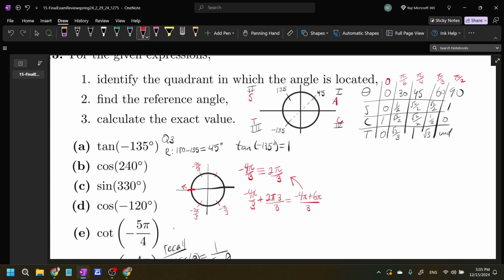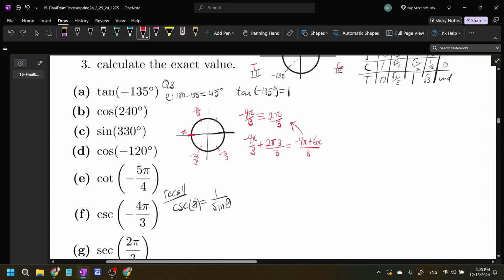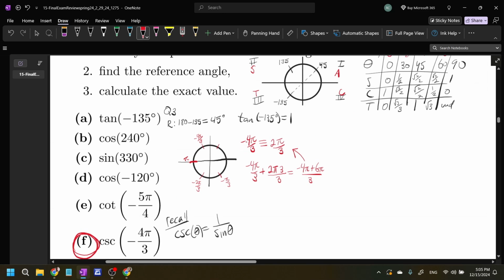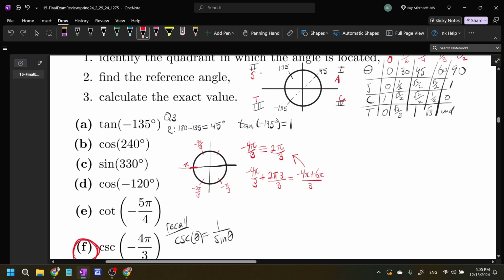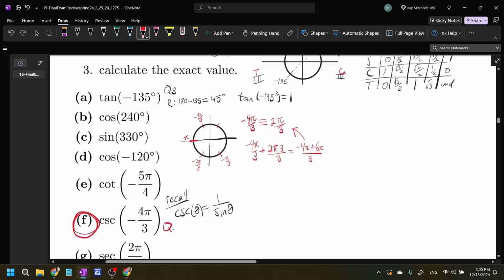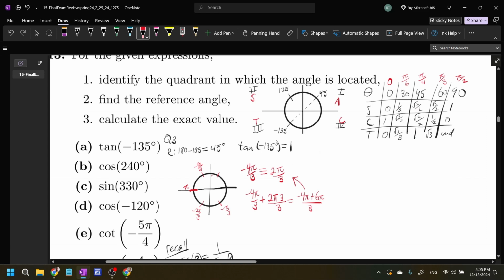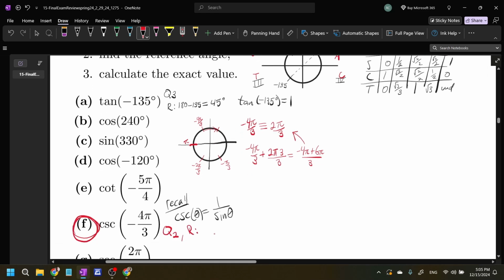So we're doing question part F. Remember, our angle is 2 pi over 3. The original angle, negative 4 pi over 3, is definitely in quadrant 2. So let's write that down. This is definitely in quadrant 2. Okay, our reference angle is going to be the reference angle for 2 pi over 3, which is the one directly across the y-axis, which is pi over 3. So our reference angle is pi over 3.